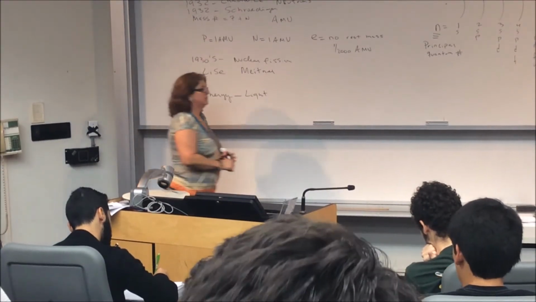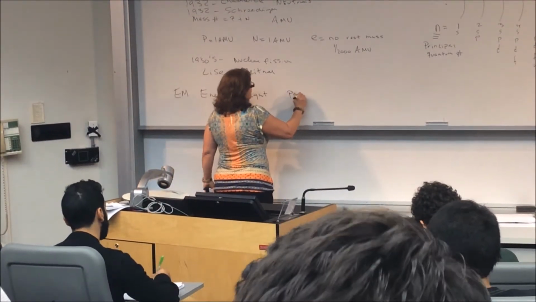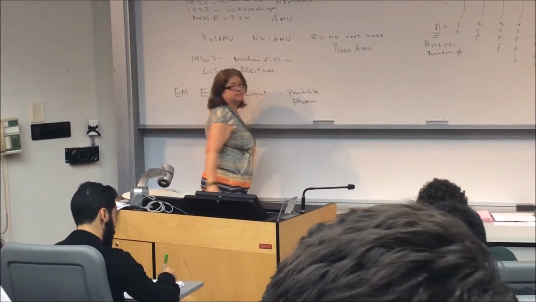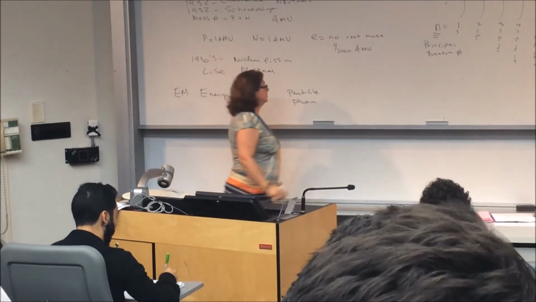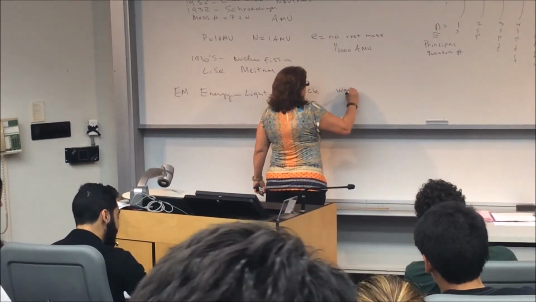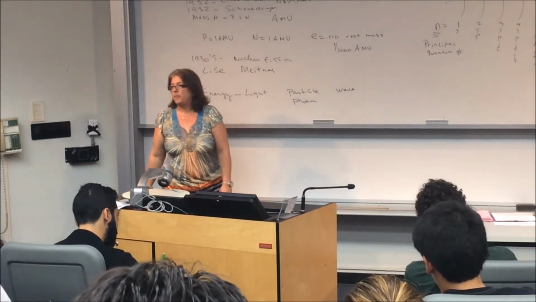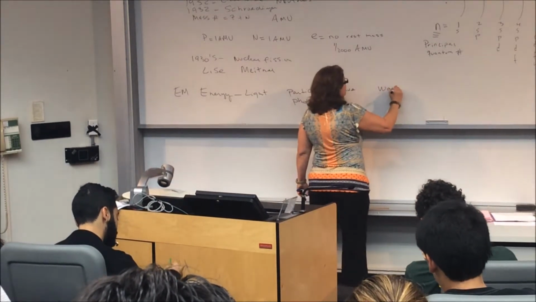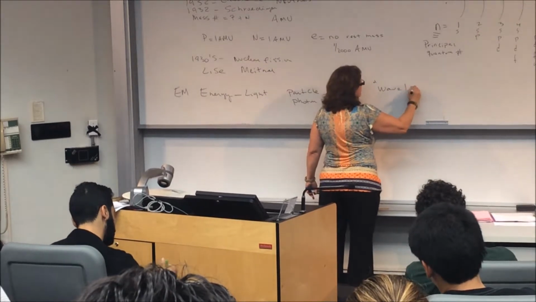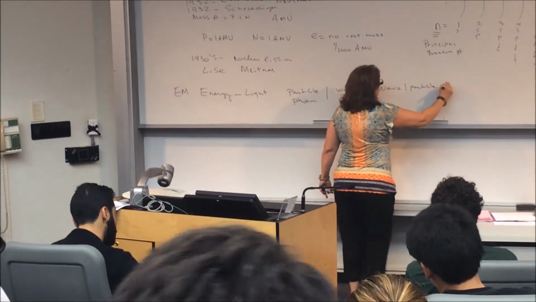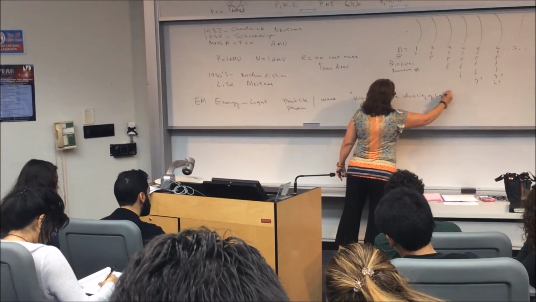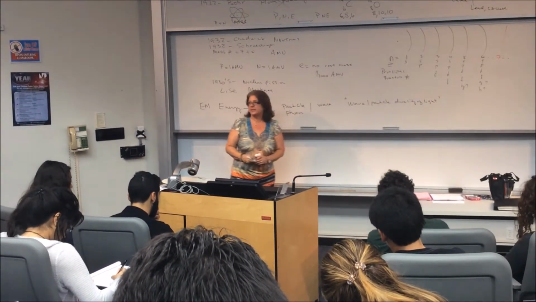Light behaves as a particle called a photon. The particles of light are called photons. Light also behaves as a wave, and that fact is called the wave-particle duality of light.